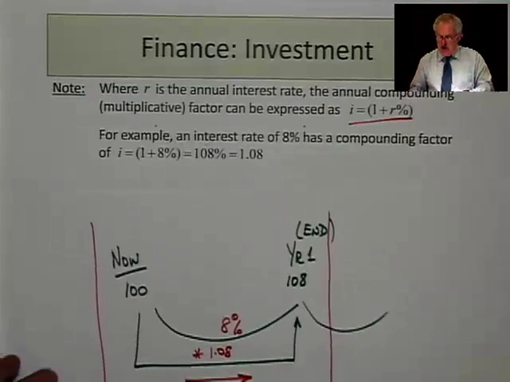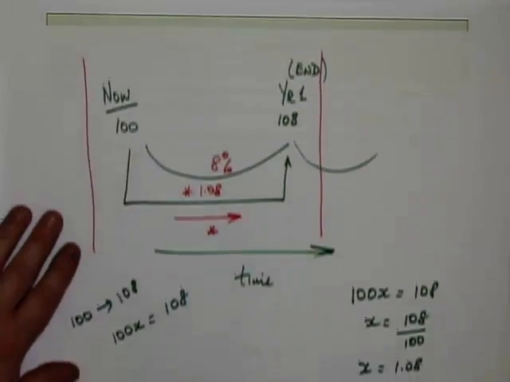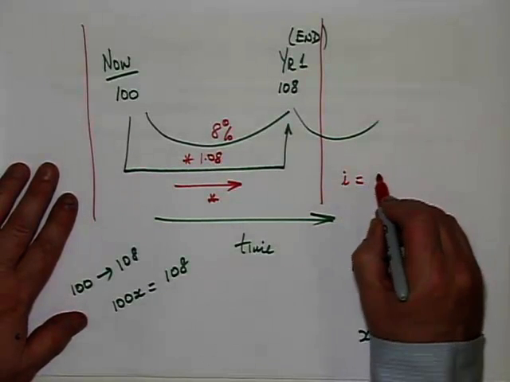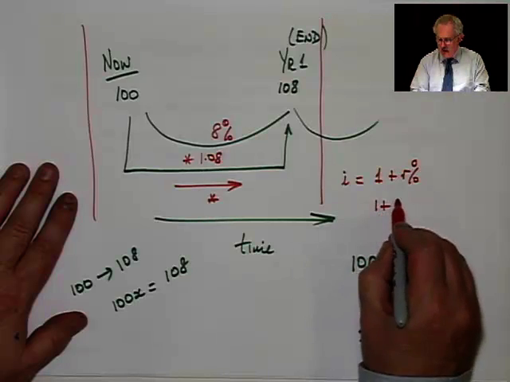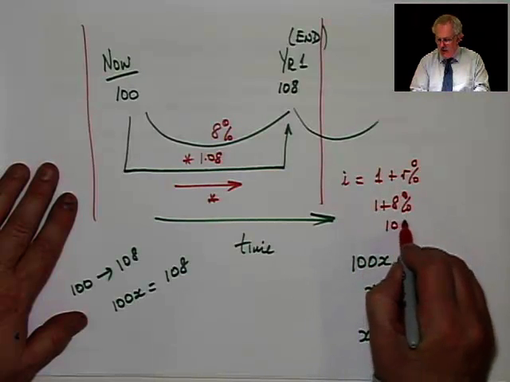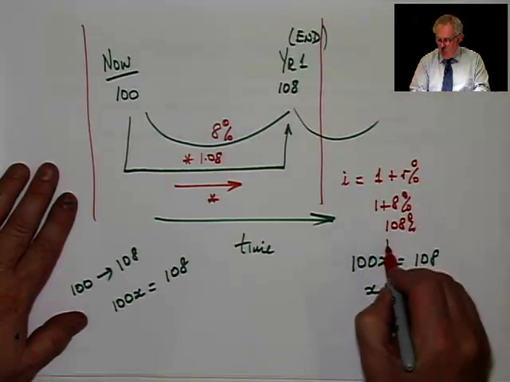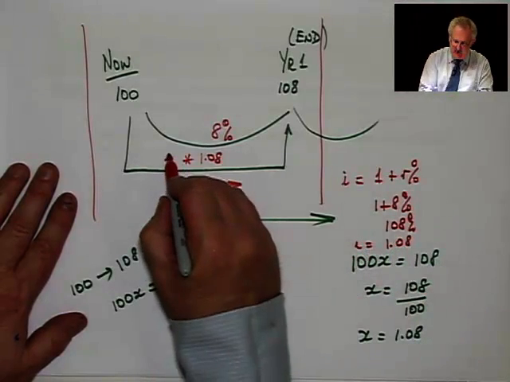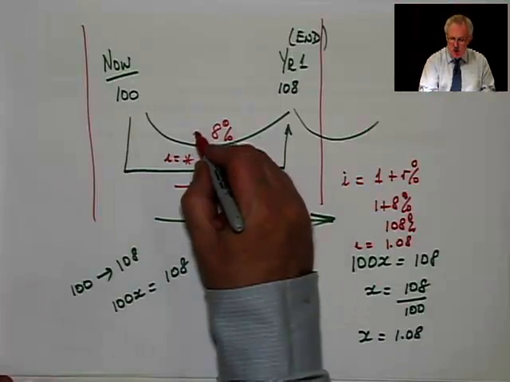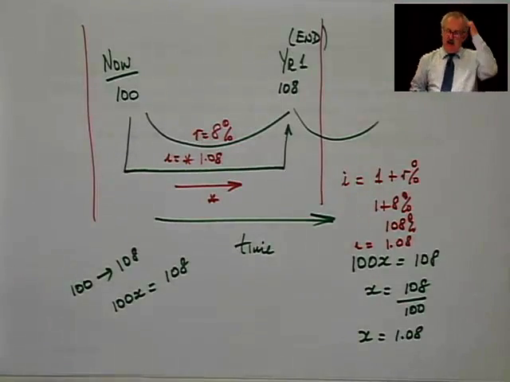The way you might write that is 1 plus the interest rate. So I, the compounding factor, is 1 plus R, or 1 plus 8%, 108%, 1.08. I is equal to 1.08. So that's where we're getting that. That's our I, that's our R, and that's our calculation.